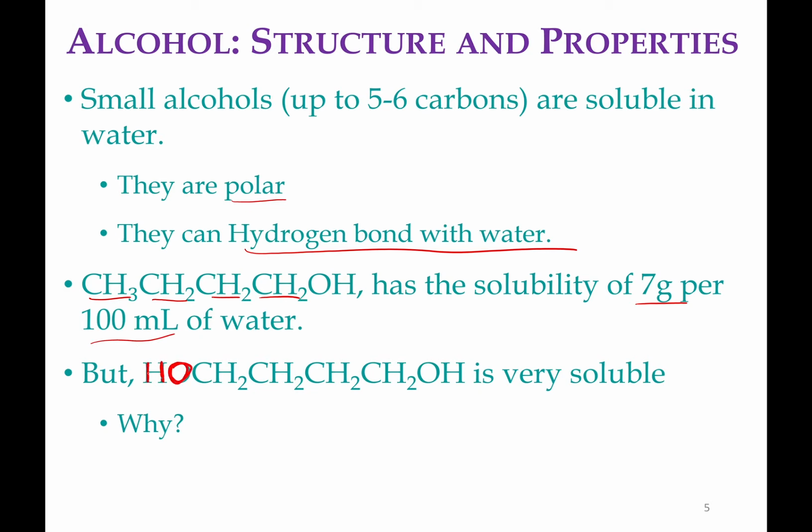Here's our OH group. 1, 2, 3, 4. Oh, look at that. Another OH group. We didn't say you could only have one. This is very soluble. So having 4 carbons, we only get 7 grams per 100 milliliters, but this one is basically infinitely soluble. So every OH group can pull about 4 to 6 carbons into solution that we would not normally go with because of the R group being nonpolar. So this is very soluble.